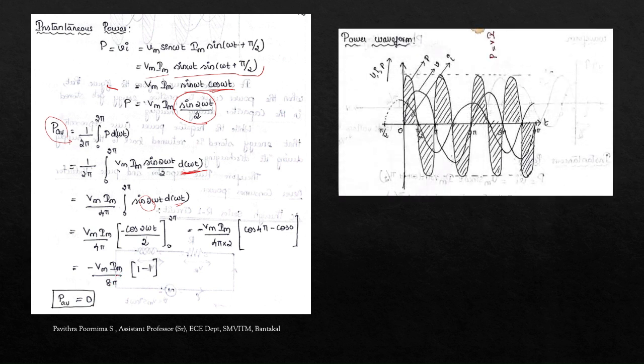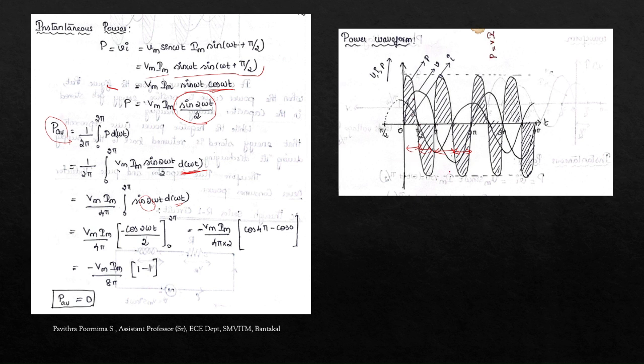Next we'll see the power waveform. For that we take voltage and current as a reference. Here there are 4 instants: 0 to pi by 2, pi by 2 to pi, pi to 3 pi by 2, and 3 pi by 2 to 2 pi. As we know, power is the product of voltage and current. If voltage and current are both positive, then plus into plus is plus. If plus and minus, then plus into minus is minus. If minus and plus, then minus into plus is minus. If both are negative, then the power will be plus.